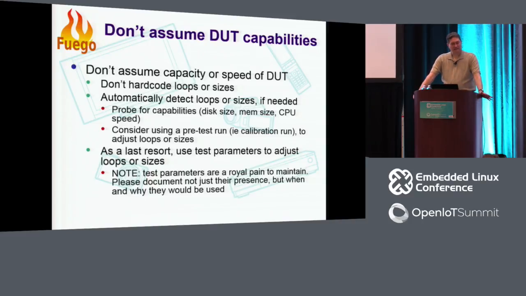So try to automatically detect your loop sizes, probe the capabilities, consider doing a calibration run if you need to, to figure out what machine you're on. And as a last resort, so all of that is the automatic, user-friendly way to do it, if you just can't get around it, at least let the user specify on the command line and then they can control the parameters. But test parameters are a pain to deal with. That decreases the usability of your test if you now have to know some command line option to run it.